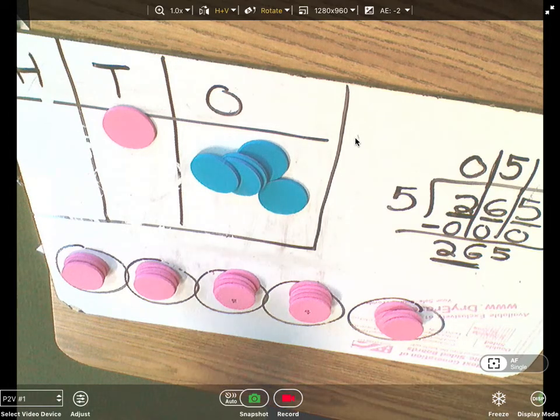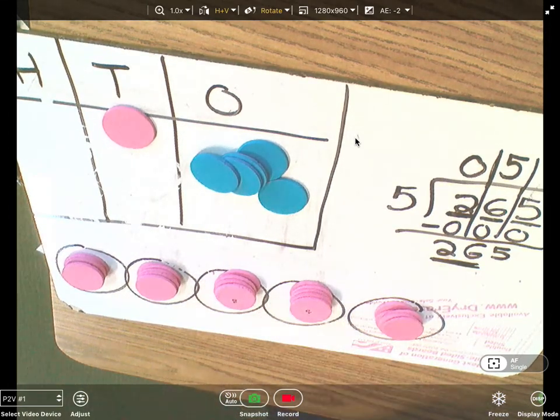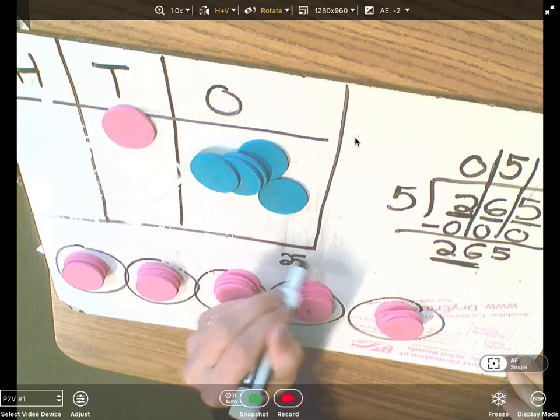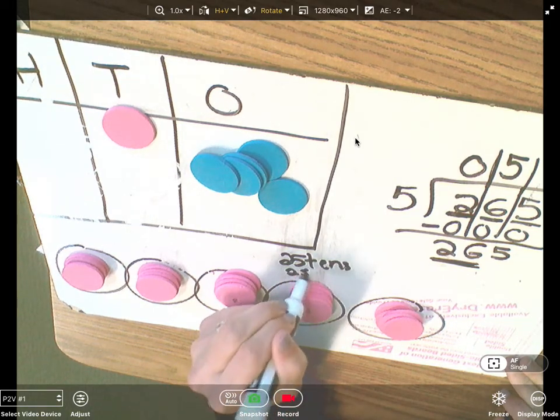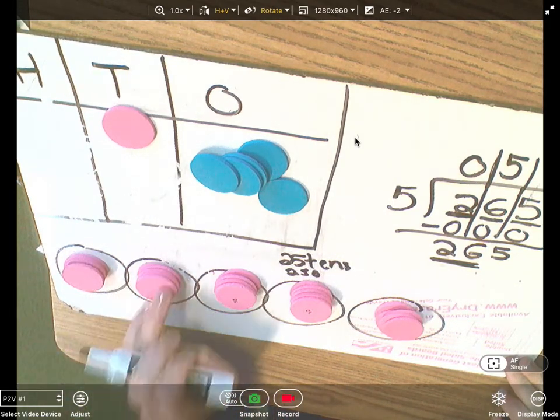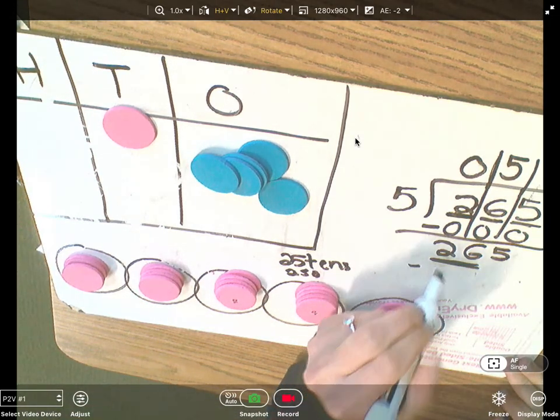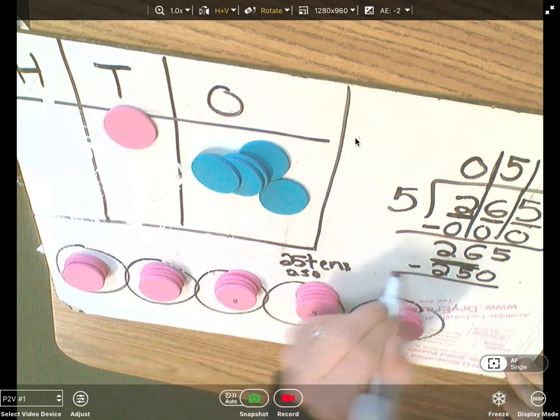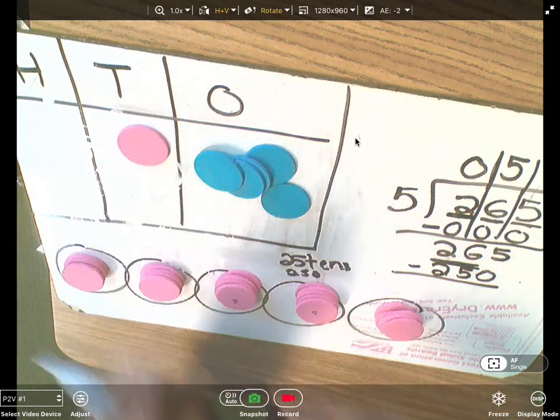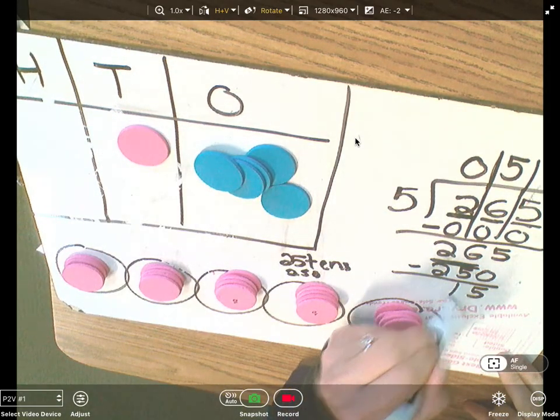If I've given away 5 tens to everybody, to 5 people, that means I've given away 25 tens. 5, 10, 15, 20, 25. And I know that 25 tens is really 250. So I've given away 250 so far. So I'm going to take away the 250 that I gave away, and I want to see how much I have left right here. So I'm going to subtract, and I have 15 left.